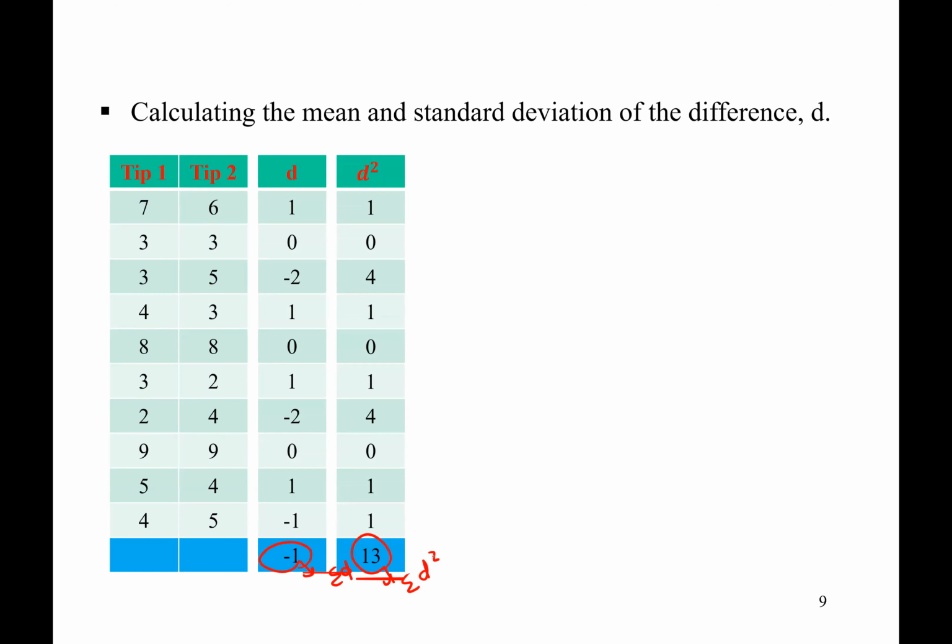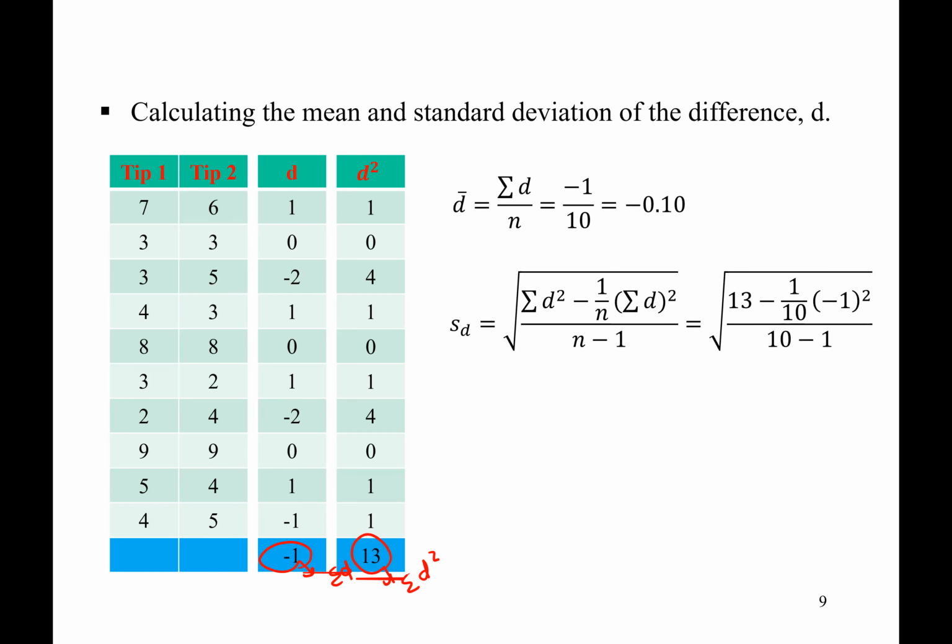I can use these two values to calculate the average. D bar is sum of d divided by n. So negative 1 divided by 10 is negative 0.10. I can use these values to calculate the SD. You plug in sum of d squared is 13, sum of d is negative 1, and n is 10. You get the standard deviation of the differences is 1.197. I need these two values to follow the 5 steps.